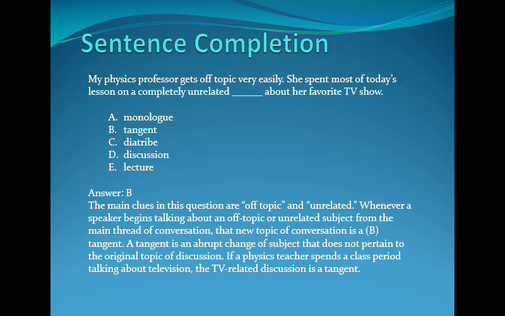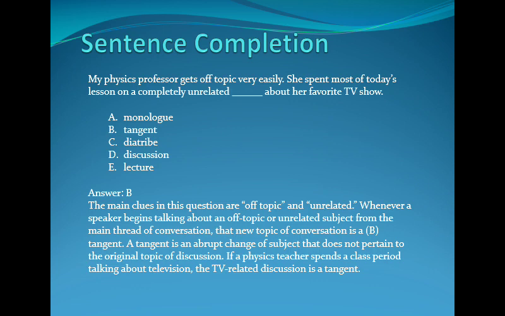Next we go for another example. My physics professor gets off topic very easily. She spent most of today's lesson on a completely unrelated dash about her favorite TV show. So it's very evident that the professor got off topic. That means she was not talking in line with the subject that she is taking at the moment. In the second sentence also, it says unrelated. So it's not at all related to what she is actually supposed to take.